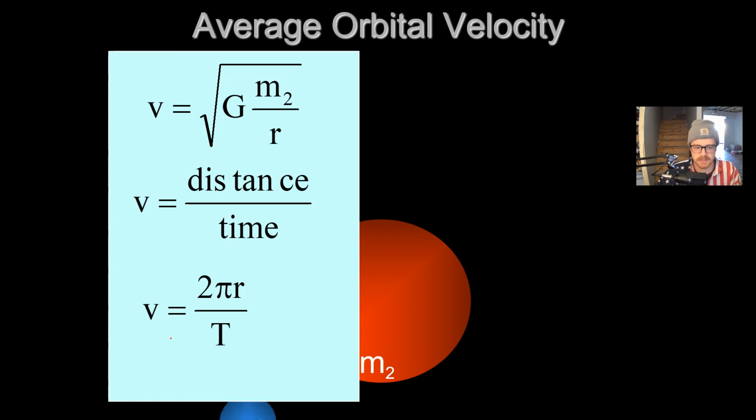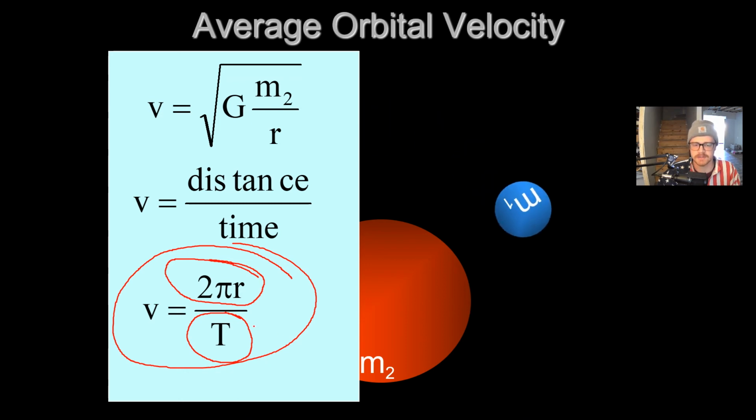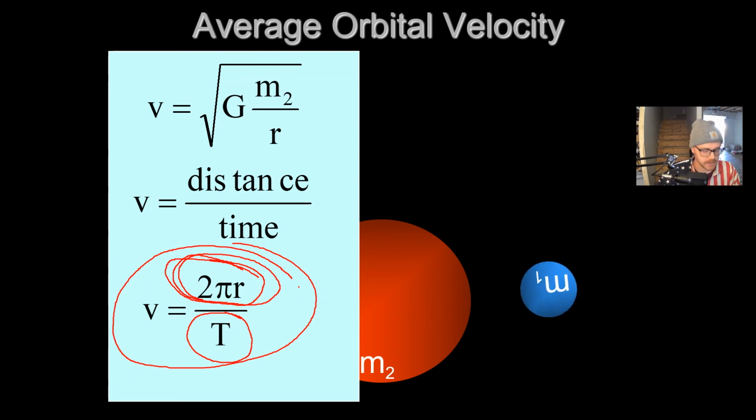So we could then derive this. The velocity is equal to 2 pi r over t. This is to say, here is the distance of a full circle, and here is how long it takes. How long does it take for us to rotate around that one circle, or how long does it take for us to go around the distance of the circle?